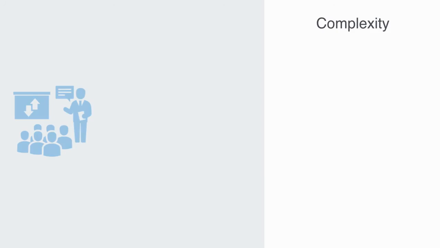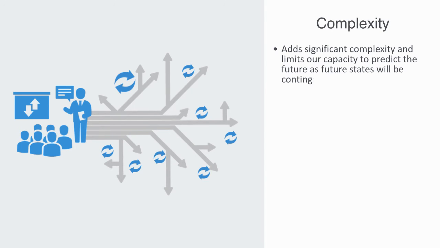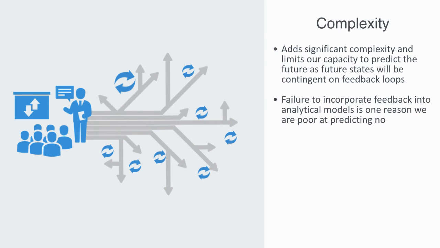Feedback is often removed from standard models in science, engineering, and economics because it adds significant complexity and limits our capacity to project out into the future, predicting events, as all future states will be contingent upon many feedback loops along the way. This failure to properly incorporate feedback loops into our analytical models is one reason we are very poor at predicting major non-linear changes such as financial crises.